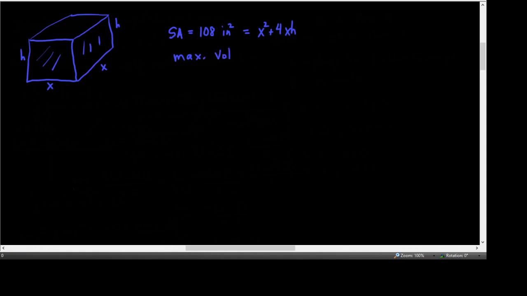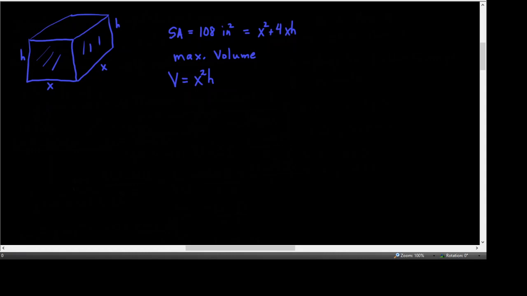All right, so if we're going to maximize something, we need an equation for that thing. Like if you're going to maximize profit, you need a profit equation. If you're going to minimize expenses, you need an expenses equation. So since we're trying to maximize volume, we need an equation for volume. Since this is a rectangular prism, we know that the volume of it is length times width times height. That's x times x times h, or in other words, x squared h. And we want to maximize that.